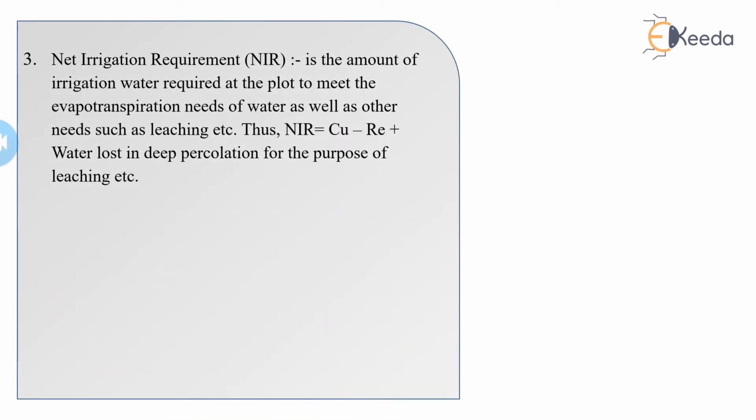Then we have the net irrigation requirement. It is defined as the amount of irrigation water required at the plot to meet the evapotranspiration needs as well as other needs such as leaching, etc. This can be found by subtracting the effective rainfall from the consumptive use, and then adding the water lost in deep percolation, which is used for the various purposes of leaching.